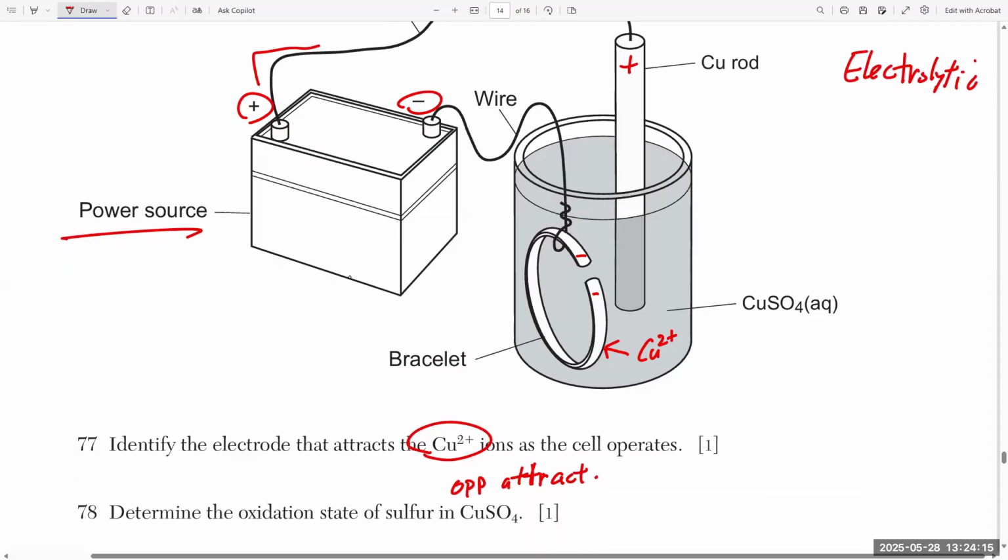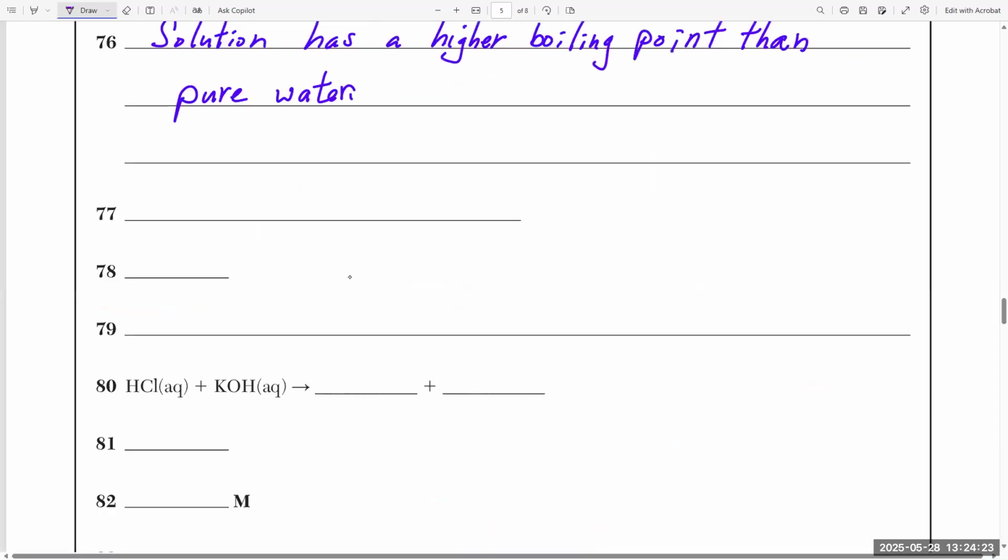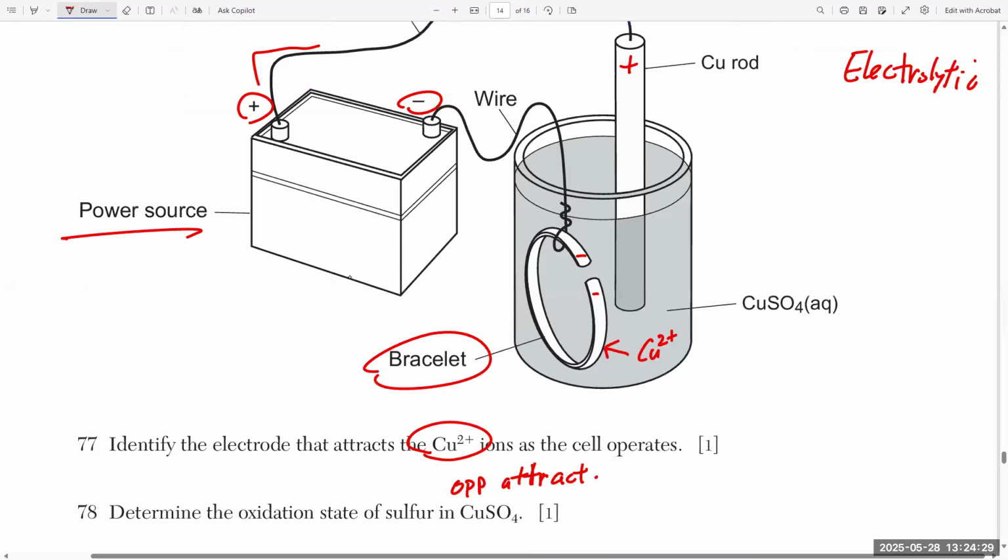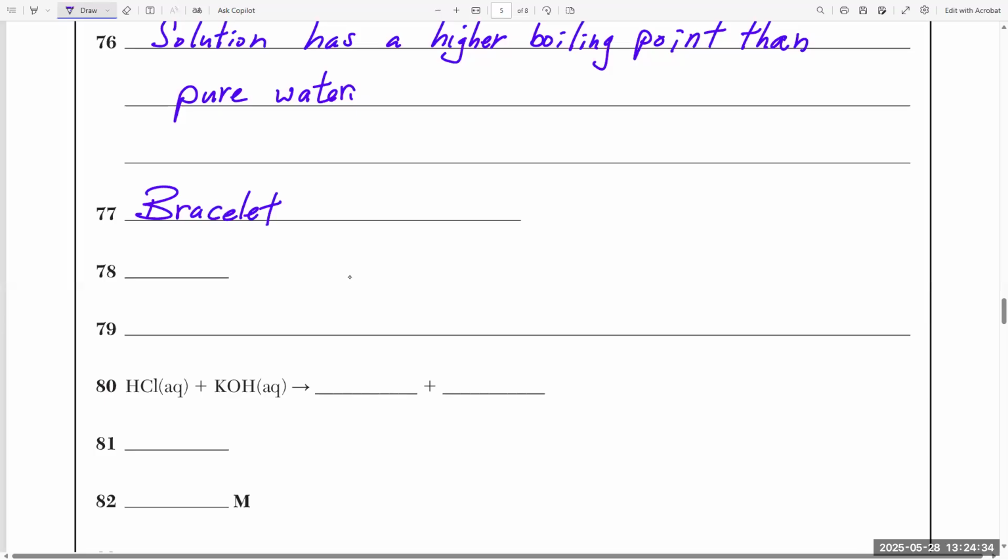So what is it going to? What do you call that? Well, just use the word they gave in the diagram. It's bracelet, right? So you're right, bracelet. But if you want it to be more scientific, what can you use? Well, you can also say that what? Or you can say negative electrode. That's an acceptable answer.